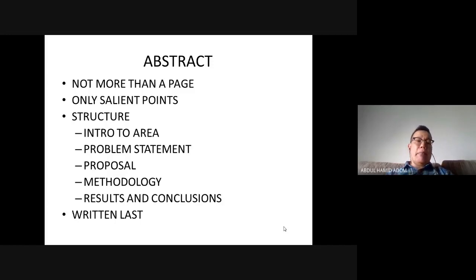And the structure, it must have these 5 things: intro to the area, problem statement, proposal, what you're planning to do, the methodology, and results and conclusions. However, if you are not trying to solve a problem, but you are trying to show a new way of doing things, your problem statement may be your hypothesis. And like I said before, it's usually written last.